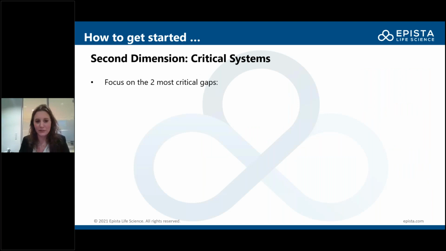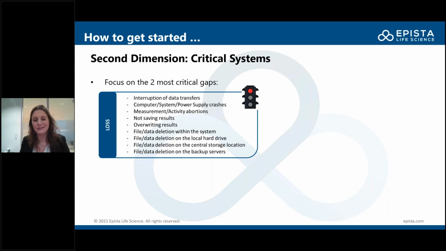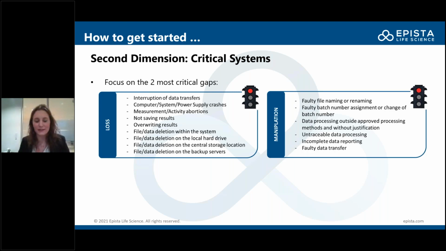So, second dimension, critical systems. When looking at your critical systems, there's of course a lot of things you can look at. There's a ton of regulations, guidances, position papers on that, and if you read through all of them and try to do a comparison against all of that, you're going to be busy for long. But really try, when you look at the criticality of your system, to focus on the two most critical gaps that you can have: data loss and data manipulation. And in the end, it doesn't matter if that is happening intentionally or unintentionally.